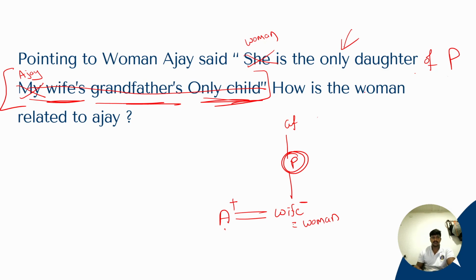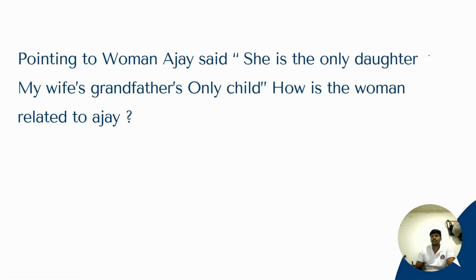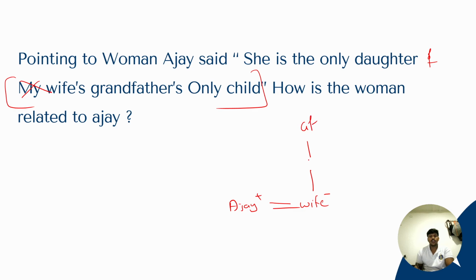Now I will repeat once again. See here, my wife's grandfather's only child. My means who here? Ajay. So Ajay's wife's grandfather means 2 generations up. Only child, or if you want, child, doesn't matter. But we don't know the gender of the child. It can be a parent. So let's take P or C. I don't want to confuse you, I will take P only. So after solving my wife's grandfather's only child, the last variable we add is P. So remove everything and write P.